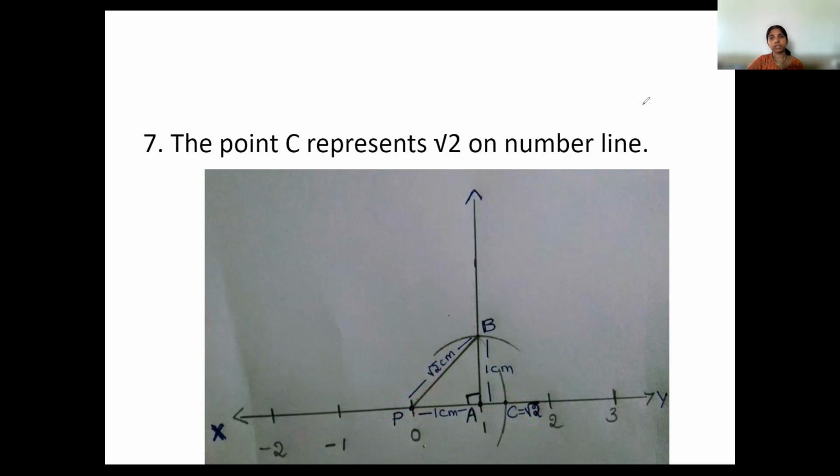Similarly, we can represent root 3 on the number line. How will we find out? Again, you will do this root 2 again.